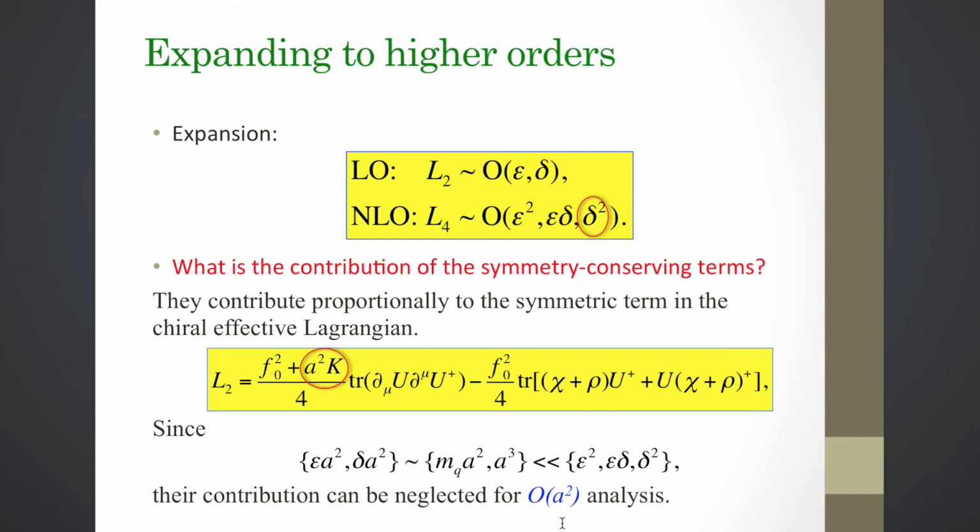With the order a squared chiral effective Lagrangian, we can make our extrapolation for the continuum limit to have an accuracy of order a squared, so to be accurate up to order a to the third. So that will significantly improve the continuum limit extrapolation.